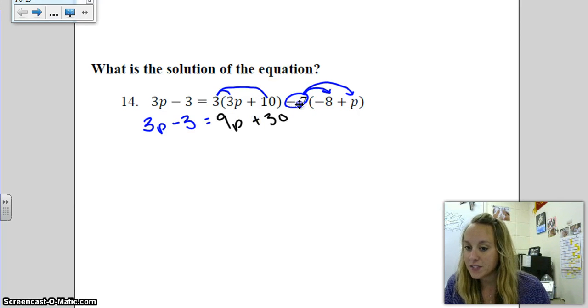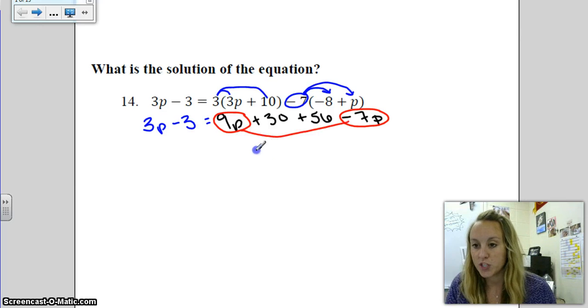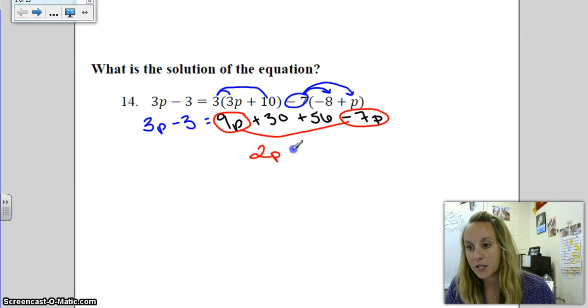Then you have -7 times -8, and so that is going to be a positive 56. And then -7 times a positive p, so that's a negative 7p. Okay, hopefully we just all gathered that. Again, that's -7 times -8 to get the positive 56. So here we have 9p minus 7p, which is 2p, plus add the 30 plus 56 to get the 86.